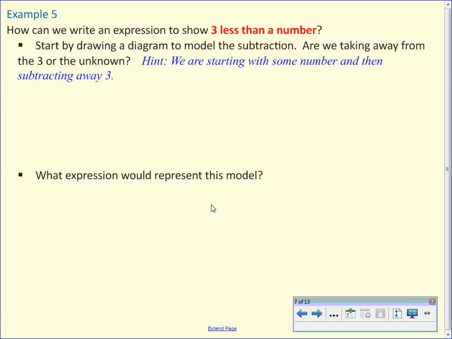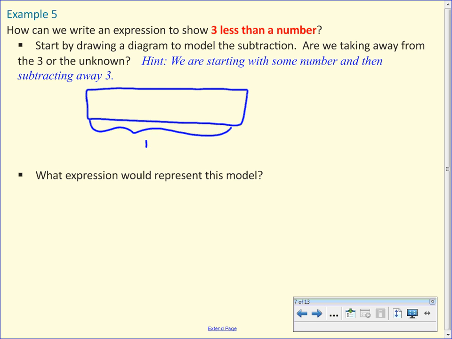So first we want to draw a diagram. So this is what I have. What is this? N. And then I'm going to take away 3. I don't have to draw 3 units. I could just say that that chunk equals 3. I don't have to draw 3 units of 1. We could say that that unit is 1. Remember we did that with our ratios? We decided the value of each unit. So that could be 3. So now that we did the model, what expression would we use? Right, I have n, and I took 3 away. It's 3 less. So n minus 3.